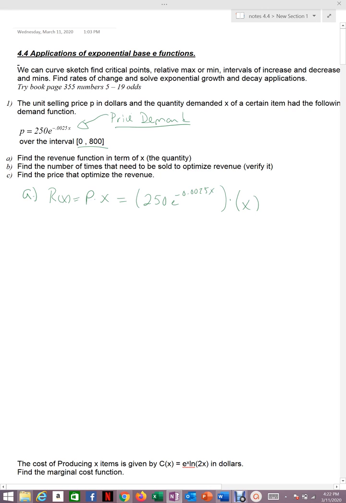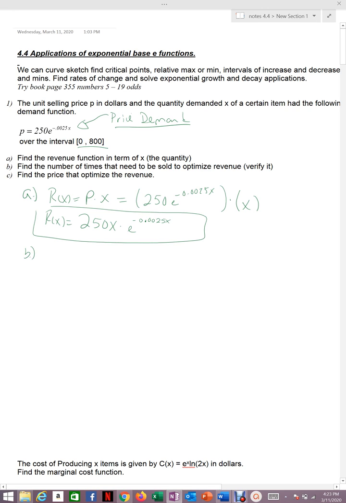Now I am going to rewrite this. Instead of leaving the x on the outside here, I'm going to move it into the 250. It just makes finding the derivative easier. So I'm just rearranging it, 250x times the e term. Again, I'm allowed to do that because it's multiplication, right? I can rearrange multiplication. 2 times 3 is the same as 3 times 2. Alright, so here is the revenue function that I'm going to optimize.